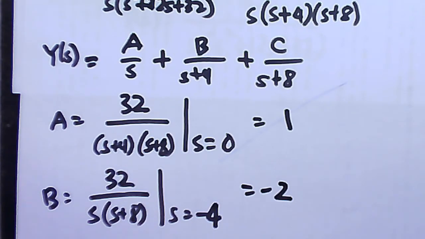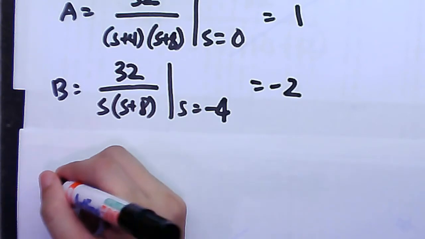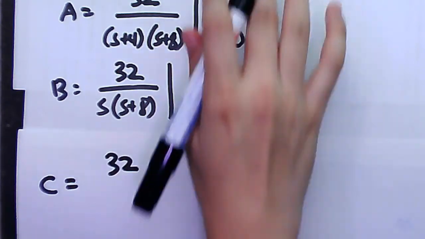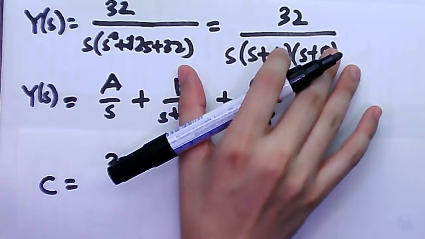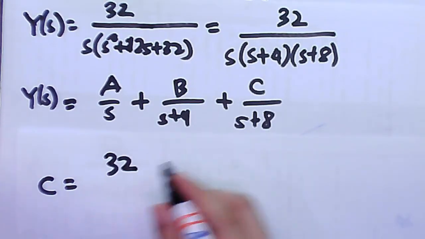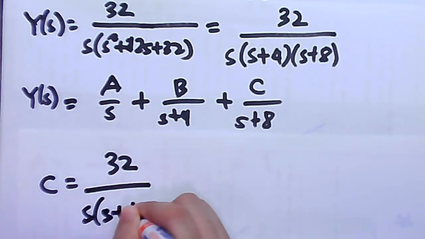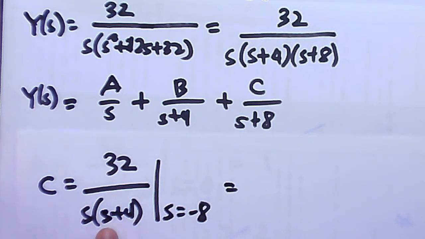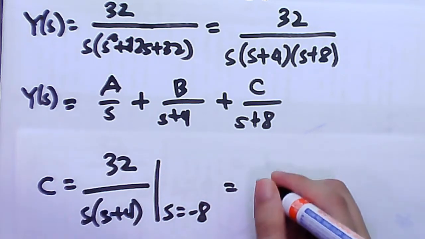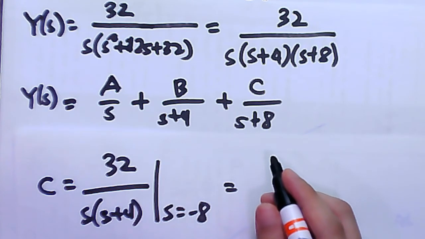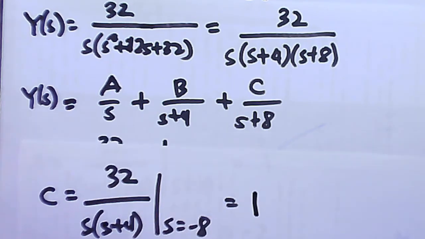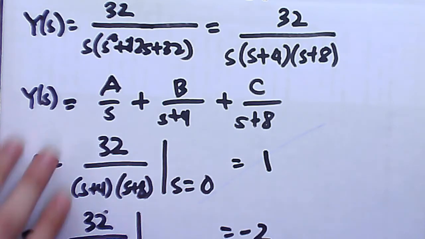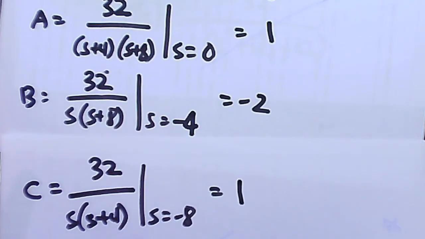Then, letter C. Solving for letter C, you would have 32 over s times s plus 4 when s is negative 8. So, this becomes negative 4. So, negative 8 times negative 4, that should be positive 32 divided by 32. That should give you positive 1. Okay. So, yung mga ano natin is 1, negative 2, tsaka 1. So, yan. 1, negative 2, tsaka 1.